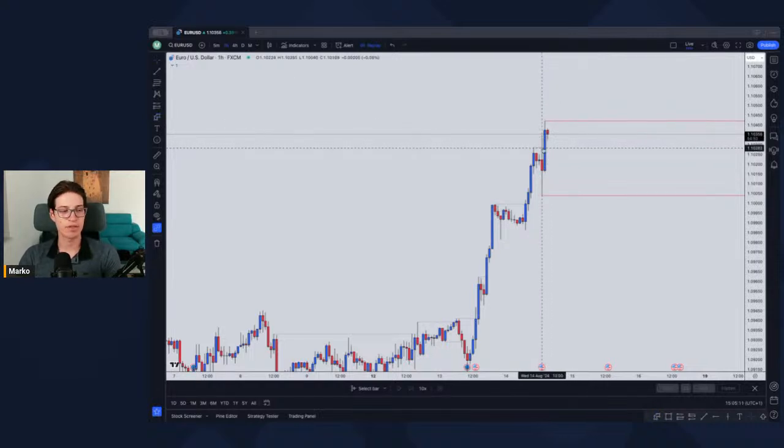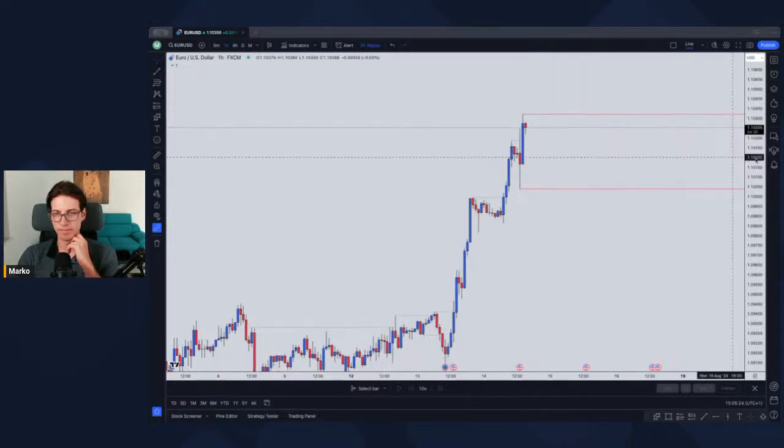And these news candles, if they look like this with huge wicks on the top and huge wicks on the bottom, they usually tend to signal a range-bound market. So that is not good. You do not want to see a range-bound market.